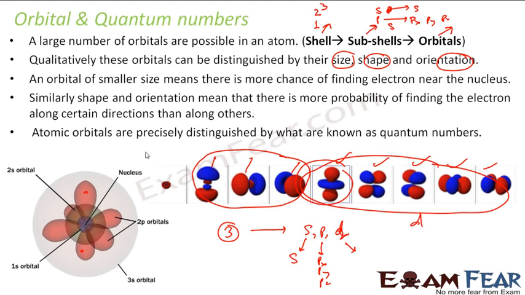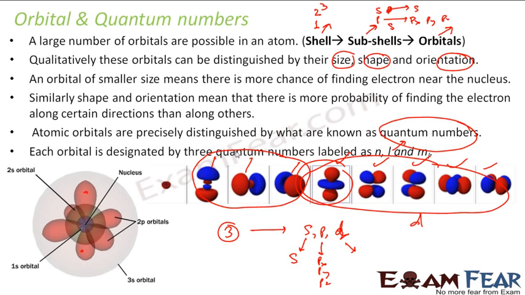And atomic orbitals are precisely distinguished by quantum numbers. We'll discuss these quantum numbers. So we can easily distinguish the atomic orbitals by the quantum numbers. For given quantum numbers, we can tell what will be the shape of the atomic orbital, how far it will be from the nucleus, and all those things. There are 4 quantum numbers, and they give the exact orbitals.